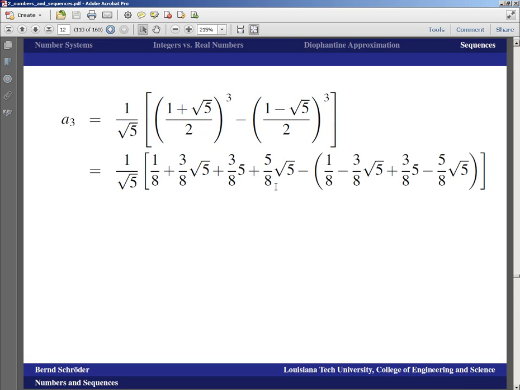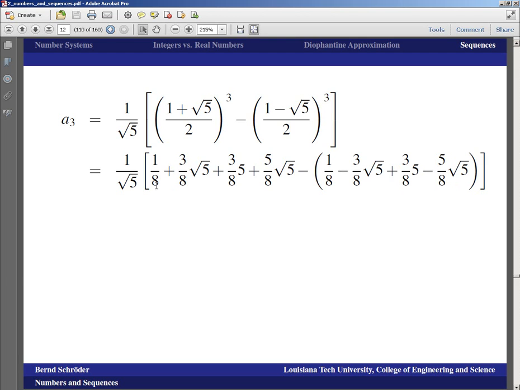And then we have minus, well, minus the same thing. The only thing that changes is that every second term is negative, because, right, the 1/8 was the 1/2 cubed. This one has a negative root 5 over 2 to the first power, so that gives us the minus sign here. This one has a negative root 5 over 2 in the second power, so we keep the plus. And this one is negative root 5 over 2 to the third power, so that's the minus here.